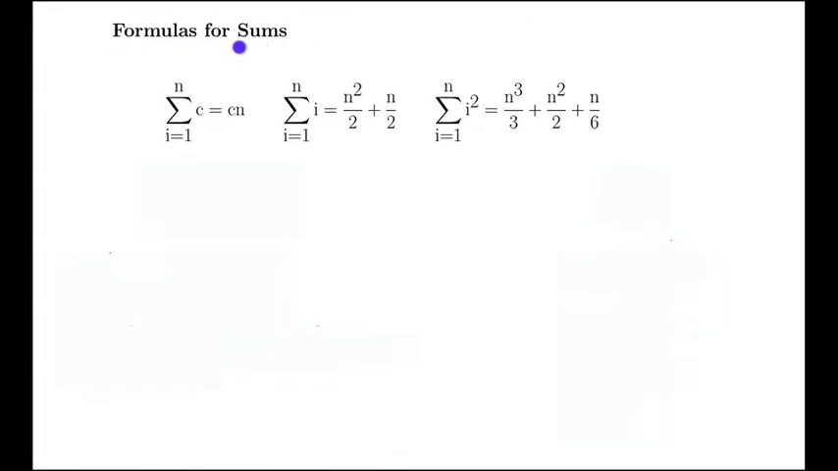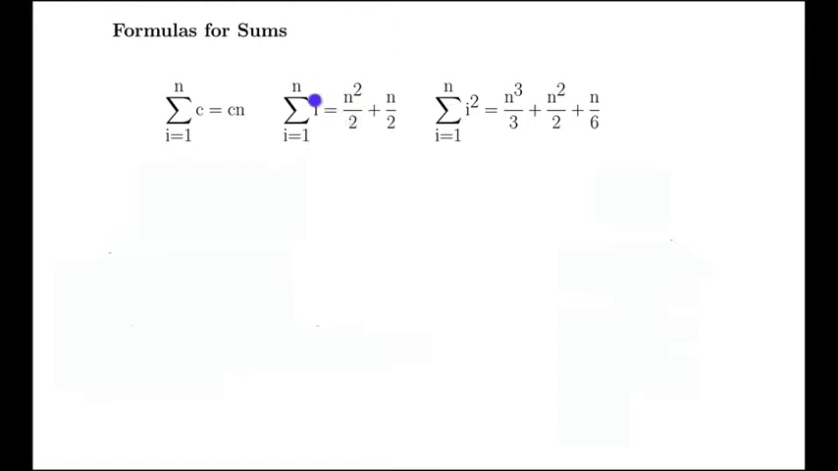Formulas for sums. In order to work out examples using summations to approximate areas, we'll need a few formulas. Here's a simple formula. It says the sum i equals 1 to n of c is equal to c times n. Imagine that n were 5. Sum i equals 1 to 5 of c would mean to add c to itself 5 times. c plus c plus c plus c plus c is 5 times c. In general, we get c times n.